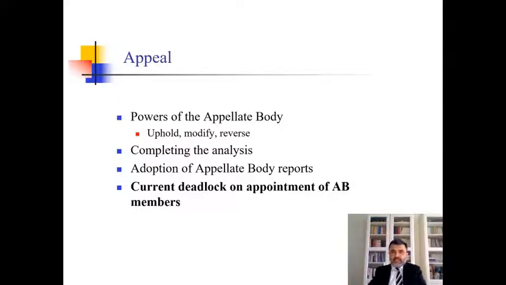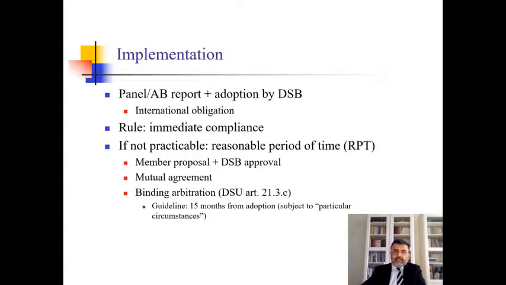There's no appellate body. There is no functioning appellate body for certain reasons. And therefore, we have this deadlock in the dispute settlement system, or a crisis, as some call it, because of the non-existence of a functioning appellate body. And that causes certain problems in the system, which I will explain at the end of my presentation.